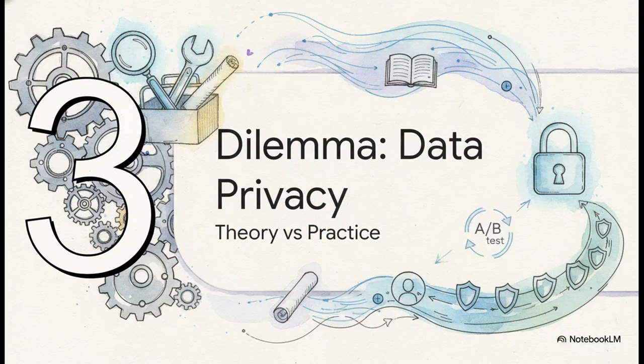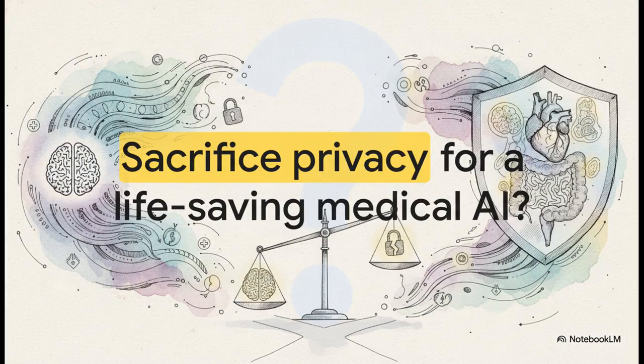Which brings us to Section 3, Dilemma 1, Data Privacy. Let's look at a real-world scenario. So, consider this question. Should we sacrifice user privacy to train a medical AI that could save lives? I want this to act as a mental speed bump for you for a second. Imagine you have access to this massive dataset of highly sensitive personal health information.